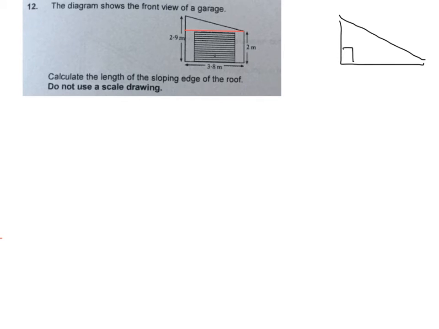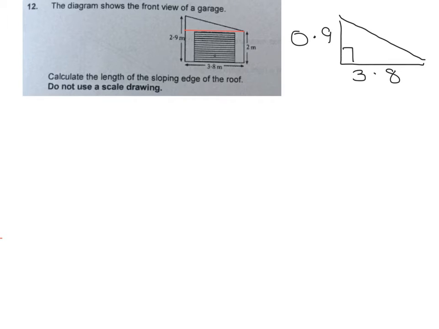So there's a right angled triangle. Now we need to fill in some sizes. So our base is 3.8, but what about our height? So in this case, we can see that the length there is 2.9 and the length there is 2. So the difference between them will be 2.9 minus 2, giving us this height here of 0.9 metres.